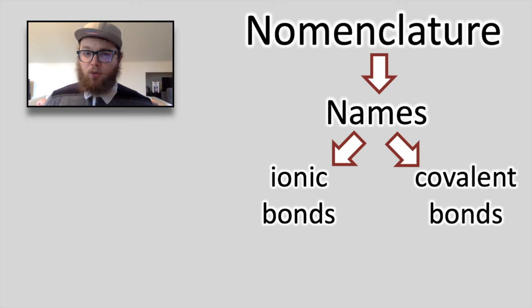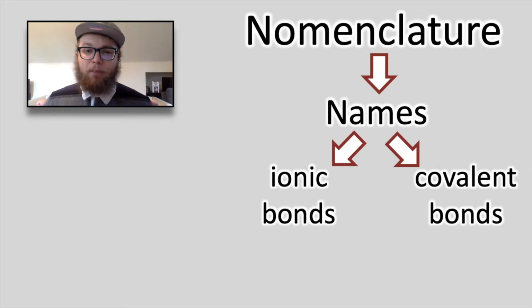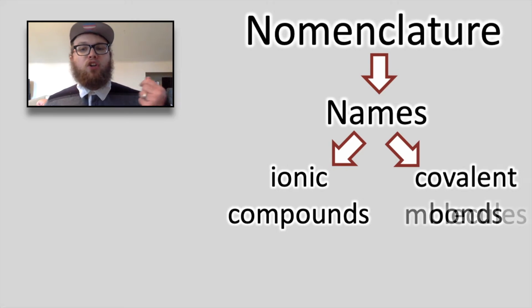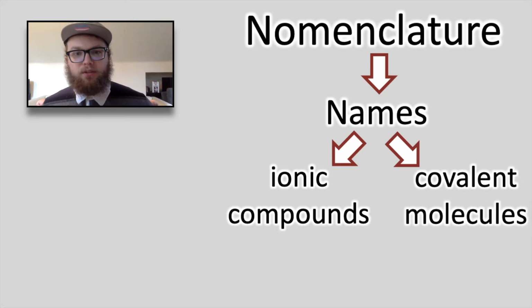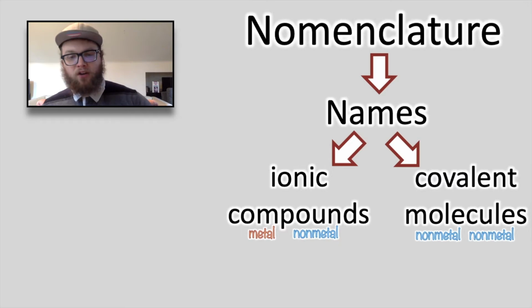Part of the difference in rules is what we call a group of atoms that are in an ionic bond versus what we call a group of atoms that are in a covalent bond. A group of atoms in an ionic bond are called ionic compounds. A group of atoms in a covalent bond are called covalent molecules. Remember, ionic compounds are metals and nonmetals, while covalent molecules are nonmetals and other nonmetals.